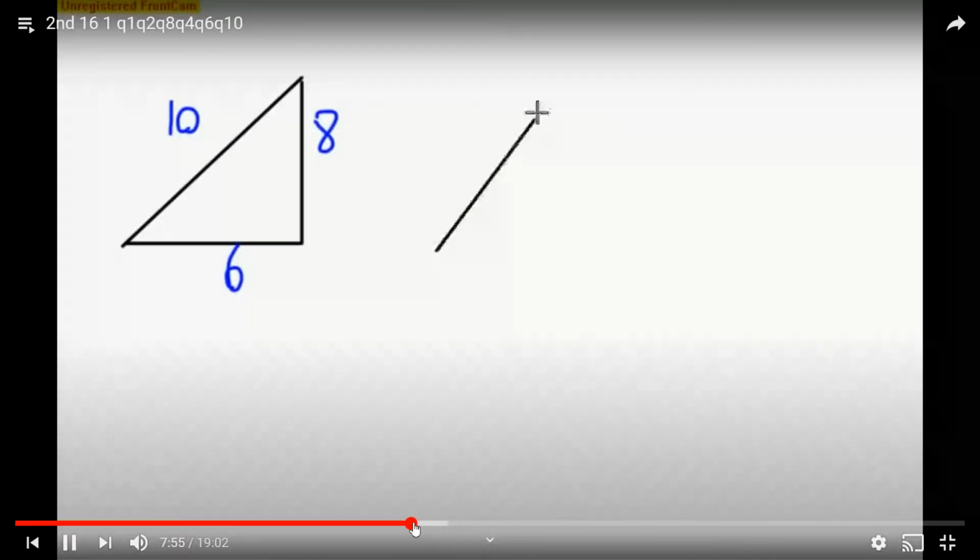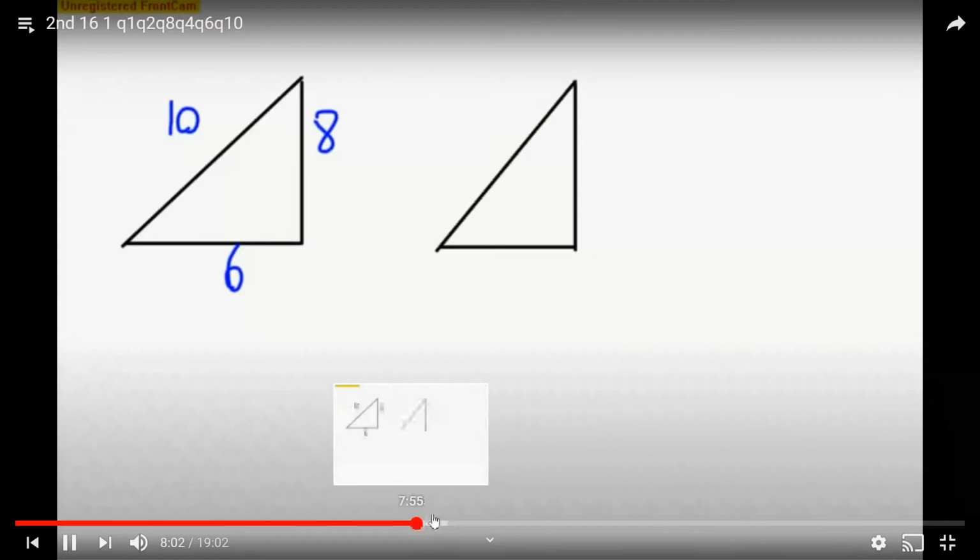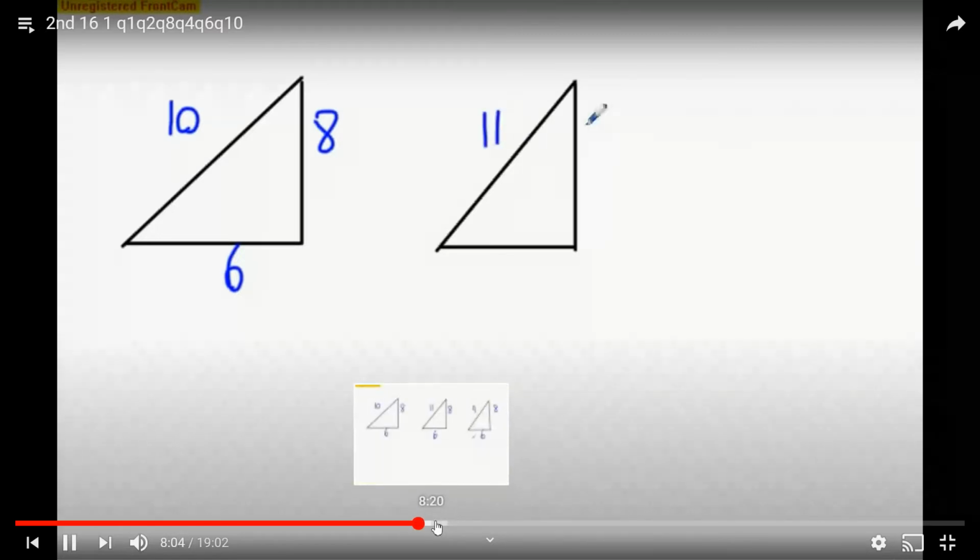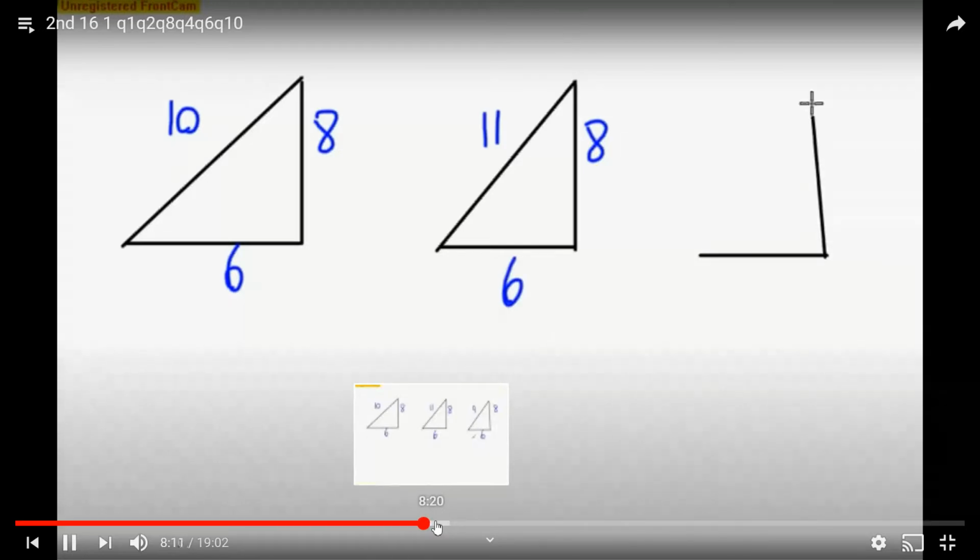So I'm making up a right angle triangle. In fact, I'm going to make up 2 right angle triangles by the looks of it. And this one's 11, 8, and 6. Now the problem here is we need to use Pythagoras Theorem to check out which triangles are legitimate right angle triangles. Okay, so next one we have 9, 8, and 6.